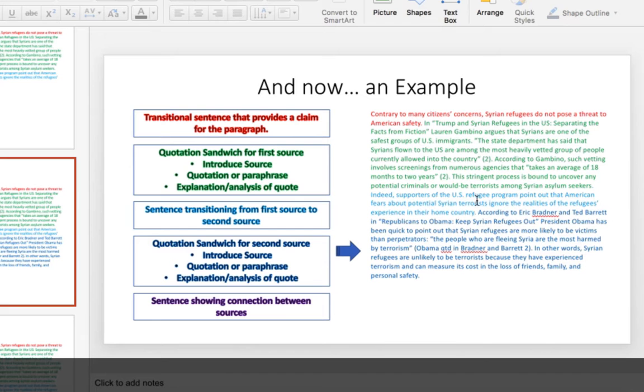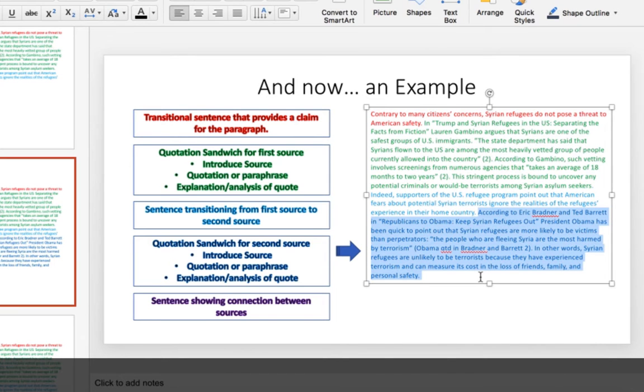And here it is. It's written in purple. According to Eric Bradner and Ted Barrett in Republicans to Obama Keep Syrian Refugees Out, "President Obama has been quick to point out that Syrian refugees are more likely to be victims than perpetrators. 'The people who are fleeing Syria are the most harmed by terrorism.'" Obama quoted in Bradner and Barrett, page 2. In other words, Syrian refugees are unlikely to be terrorists because they have experienced terrorism and can measure its cost in the loss of friends, family, and personal safety.